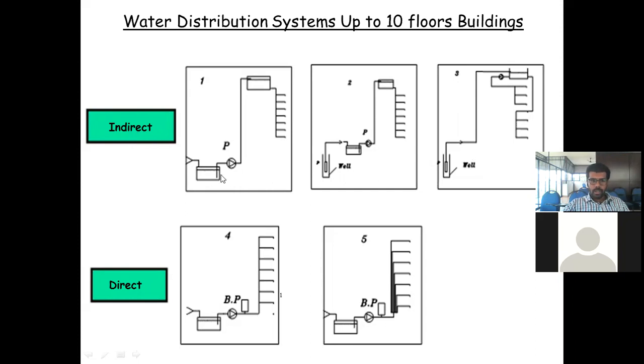There will be an underground tank, and with the help of a pump the water will be pumped to an overhead tank. From there, the water from the overhead tank will be discharged and individually given to different floors. In the case of a high-rise building, with different floors and different flats, we can give it like this.